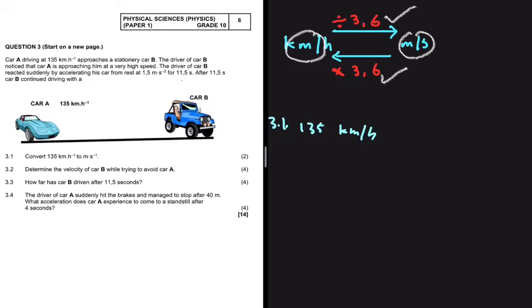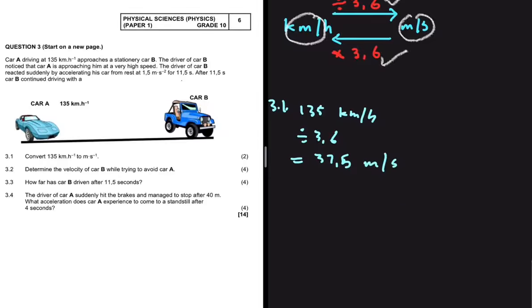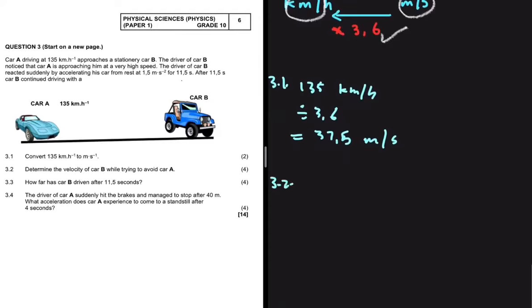135 divided by 3.6 is equal to 37.5 meters per second. So instead of having kilometers per hour, we now have meters per second by just dividing by 3.6. Let's move to 3.2. Determine the velocity of car B while trying to avoid car A.